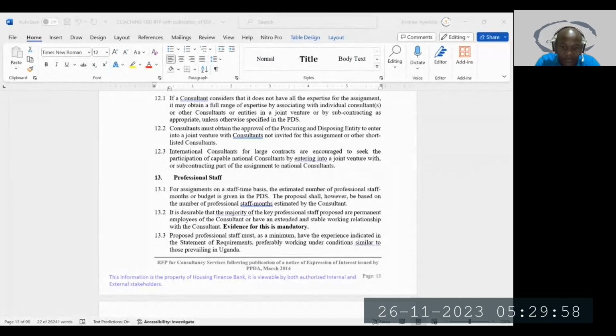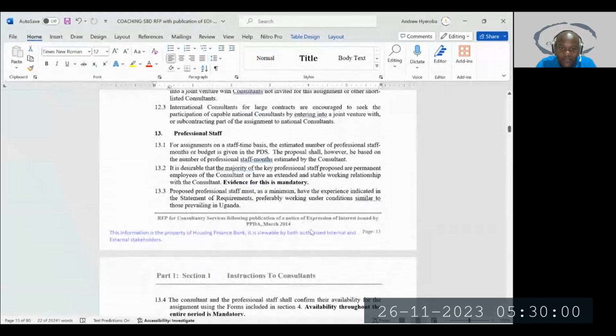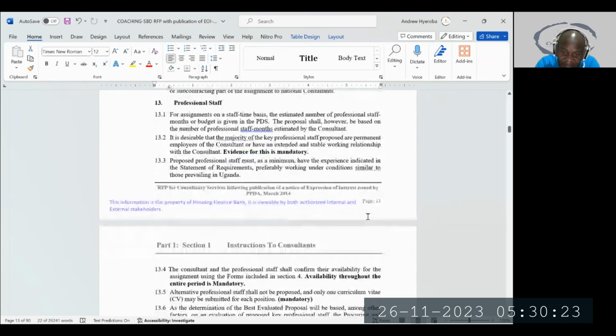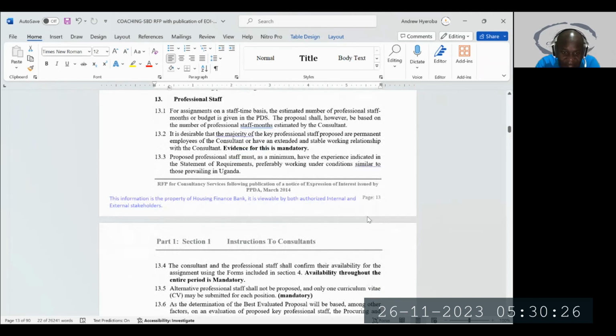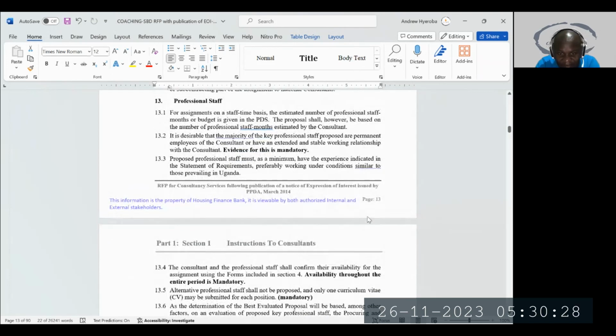Okay, so professional staff. For assignments on a staff time basis, the estimated number of professional months or budget is given in the PDS. The proposal shall, however, be based on the number of professional staff months estimated by the consultant. Okay, so here they say they might give us what their budget is, but they rarely do that.